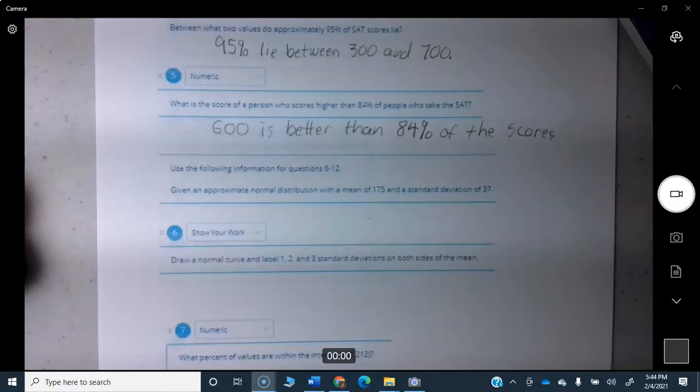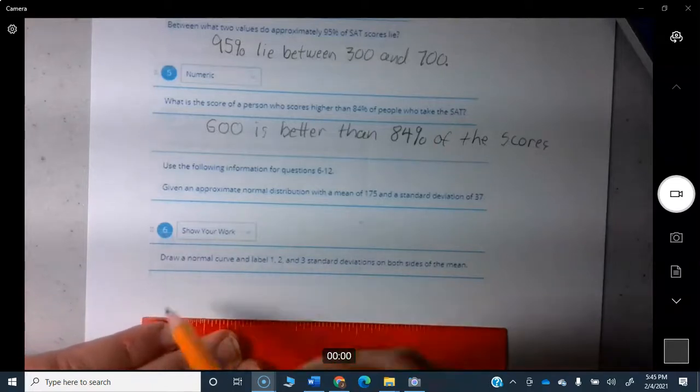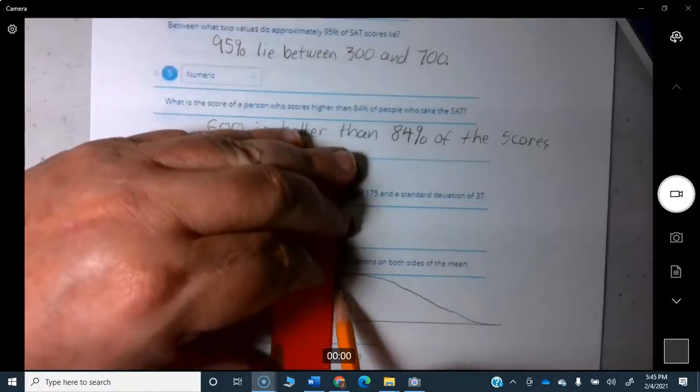Given a normal distribution with a mean of 175 and a standard deviation of 37, they want you to draw a normal curve. Here's what we're going to do. We did this in class. Draw it very low and wide so you have a lot of space to write. So I'm going to start it way down here and draw it way across here. I'm just going to freehand the normal distribution, try to do it as neatly as possible, and draw it very wide so I have a lot of space to write.